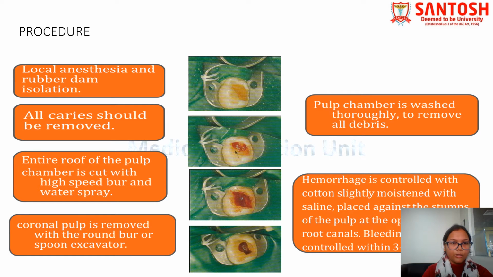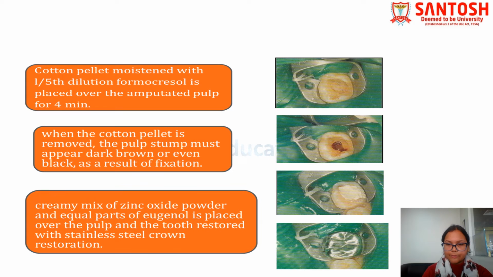First of all, local anesthesia and rubber dam isolation is mandatory. All the caries should be removed. The entire roof of the pulp chamber is cut with a high speed burr and water spray. Now the coronal portion of the pulp is removed with the help of a round burr or a spoon excavator. Now the pulp chamber is washed thoroughly to remove all debris, and hemorrhage is controlled with cotton slightly moistened with saline placed against the pulp stumps, and bleeding should be controlled within 3 minutes.